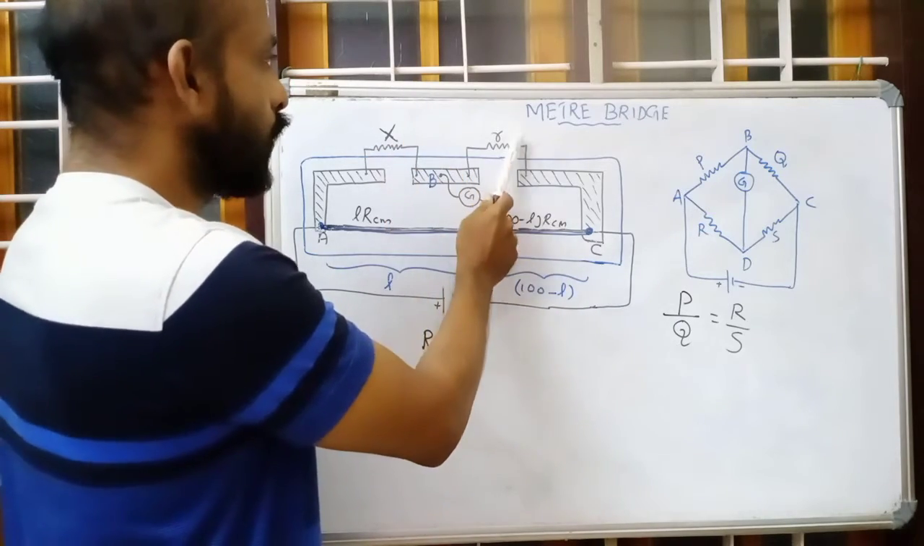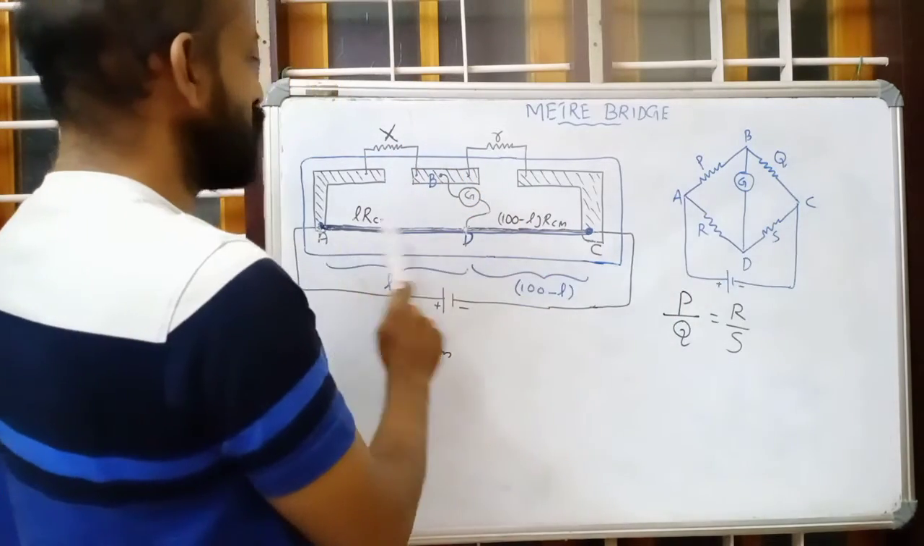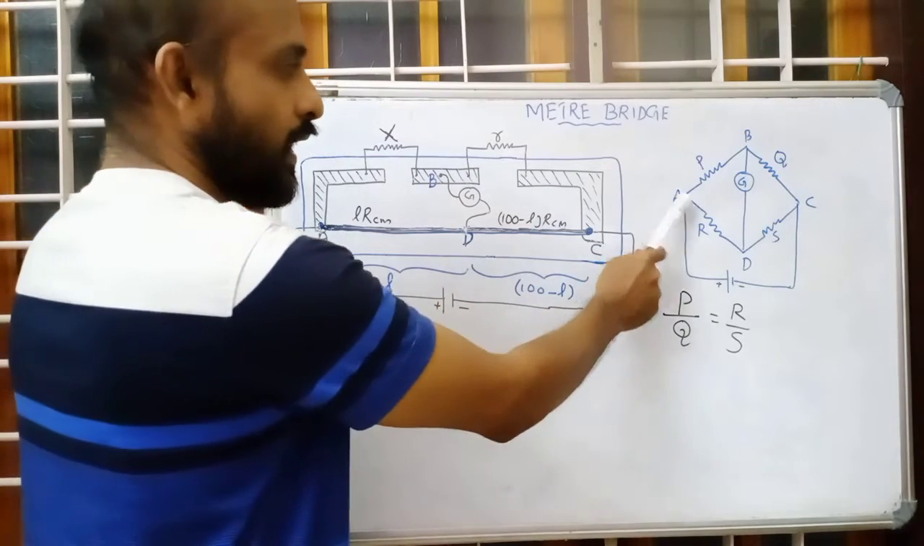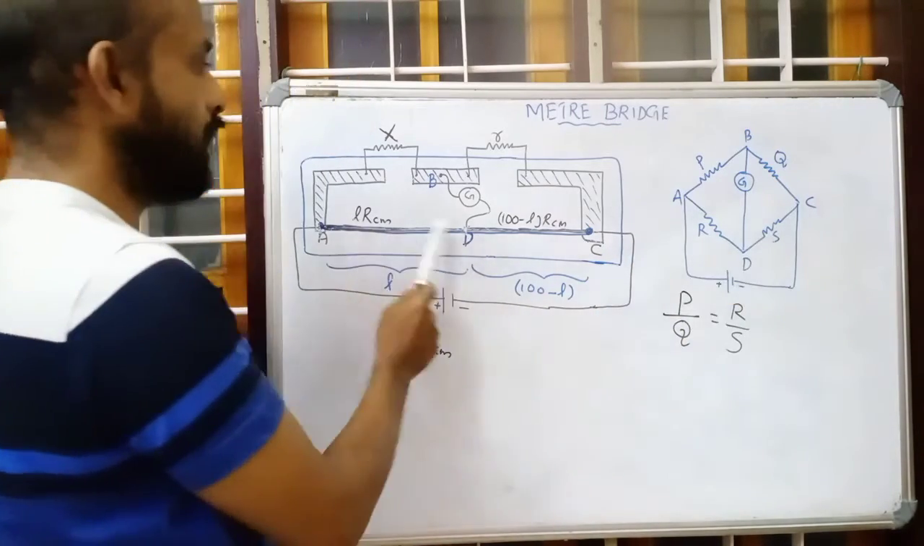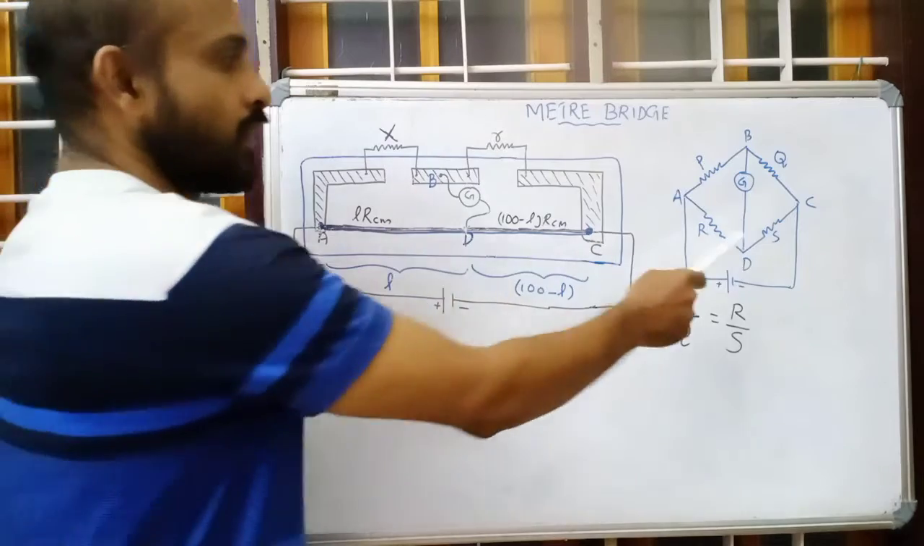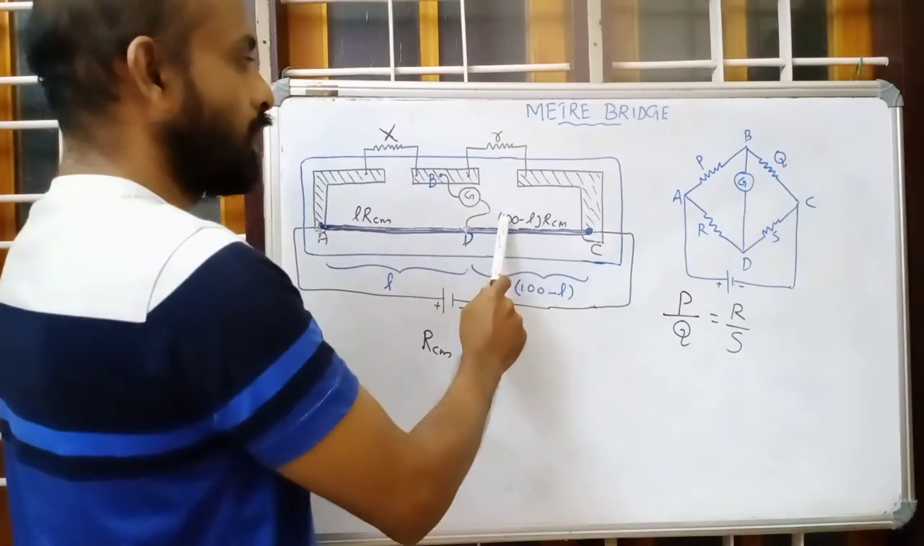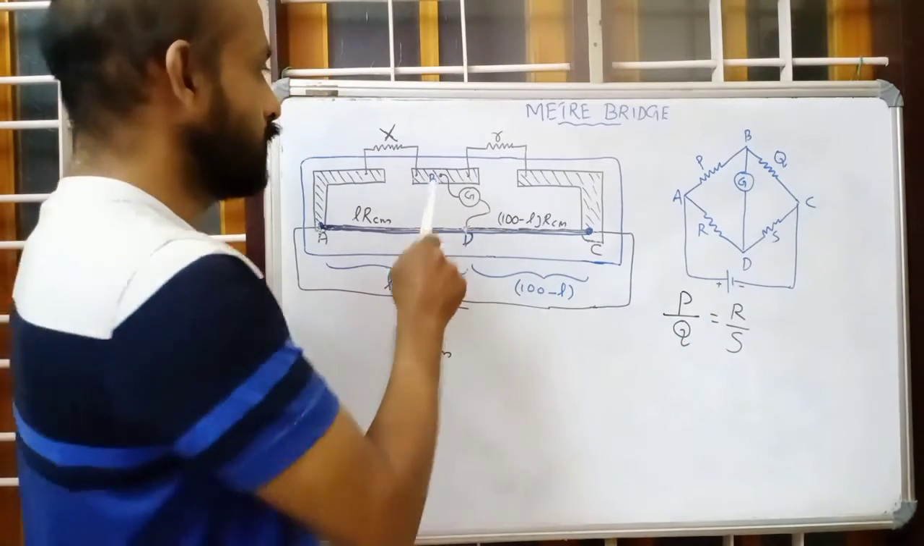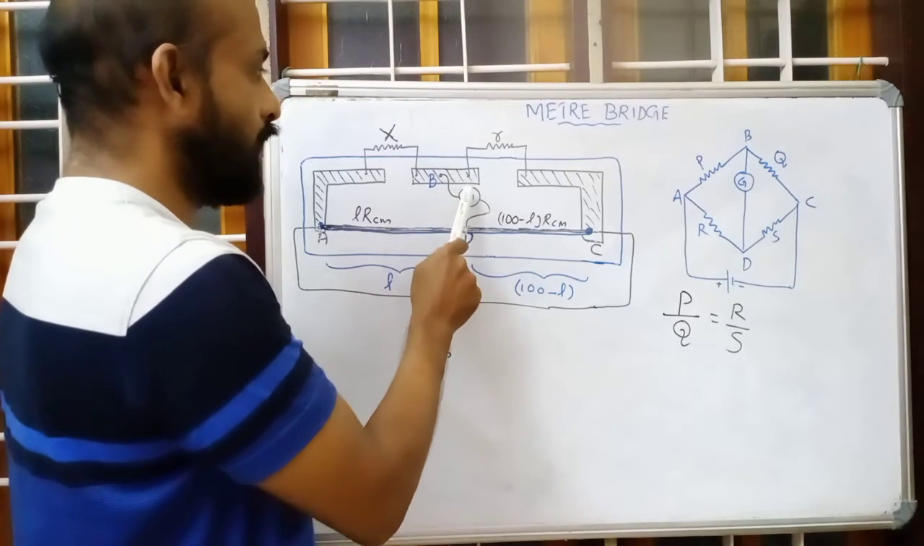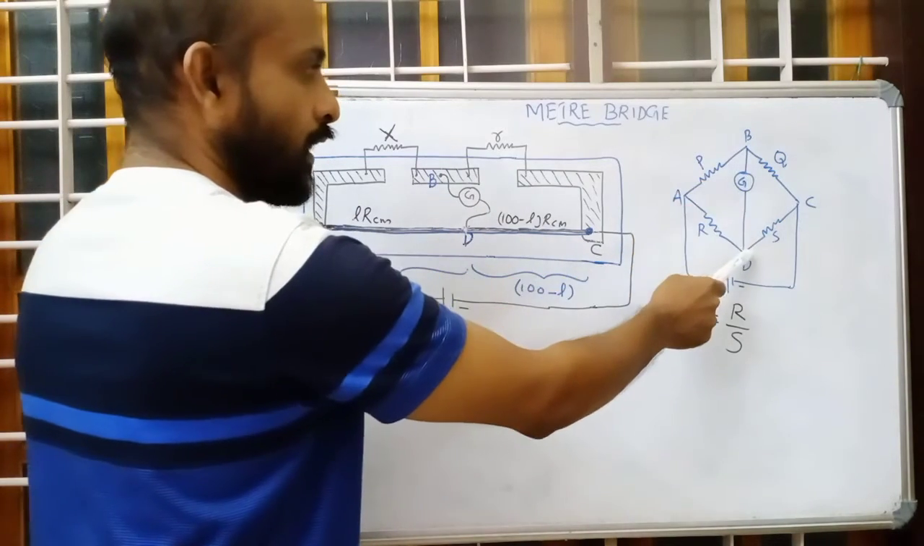So P, Q. Then this is R and this is S. In AD and DC, in AD we have L into RCM, in DC we have 100 minus L into RCM. Then between B and D we have the galvanometer.